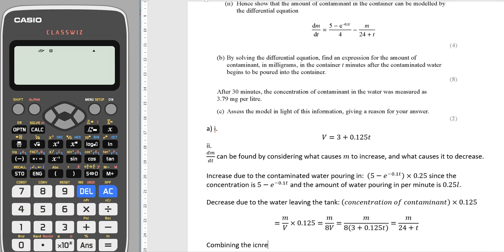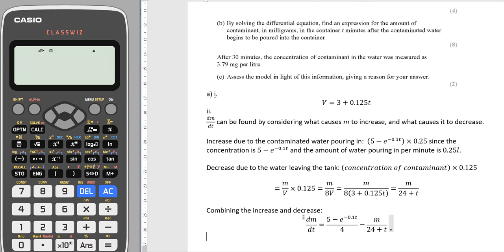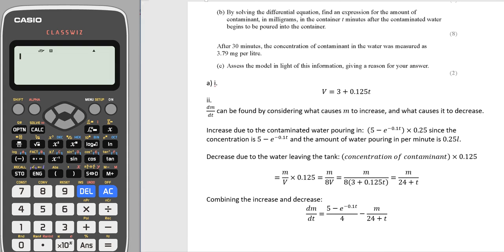Combining the increase and decrease, we get dM by dt equals (5 minus e to the minus 0.1t) over 4. That's the way they've written it, so I'm going to write it the same. Minus M over 24 plus t. I've justified where those have come from, so this is fine. That's the first 4 marks. So that's the bit I think that is different in every question, to a certain extent at least, and you need to look very carefully at what's being measured where.